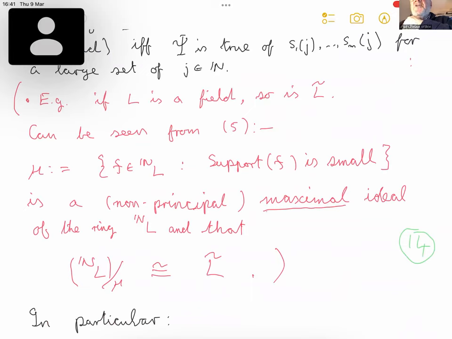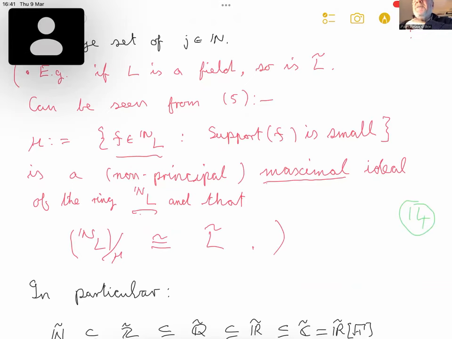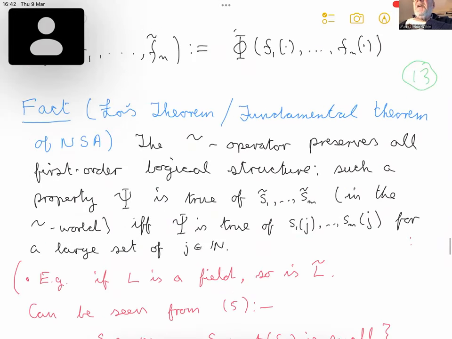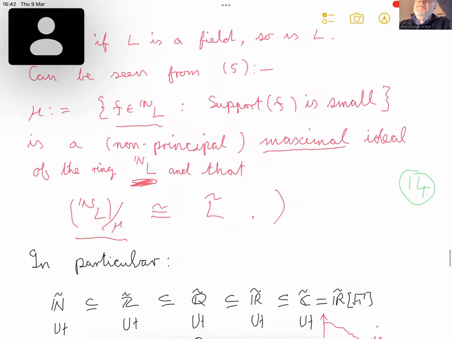If I look at all the sequences from L, the functions from N to L, such that their support is small, the points at which they are non-zero is a small set in the above sense, then it's easy to prove that's a non-principal maximal ideal in the usual algebraic sense of the ring N to L. This is a ring with coordinate-wise operations. And if you factor this ring of sequences from L by this maximal ideal, you get this L tilde defined like above. So it's a field because it's a ring factored by a maximal ideal.